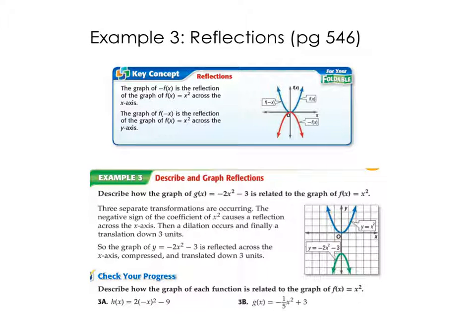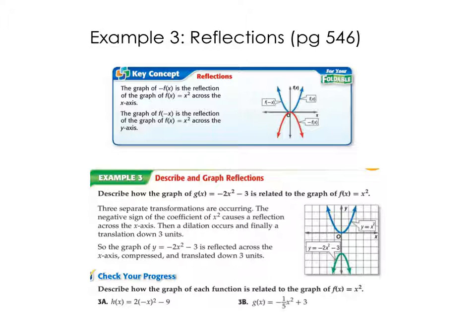All right, example 3, reflections. So we can have two types of reflections, over the x-axis and over the y-axis. So the graph of negative f of x, and this is the one we'll commonly see the most, is the reflection of the graph of f of x equals x squared across the x-axis. So if I have a negative in front of a, that's going to be an x-axis reflection.